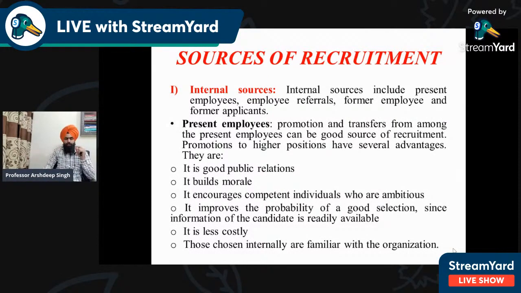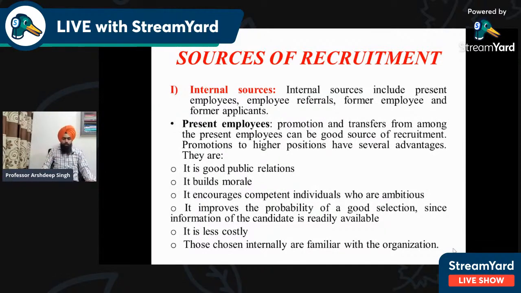Okay. Next, it improves the probability of good selection since information on the candidate is readily available. So the selection process will be good because we already know the candidate and his working capacity or skills. So it is less costly. We are not performing any type of interviews, tests, or any other thing, but we are recruiting the person.